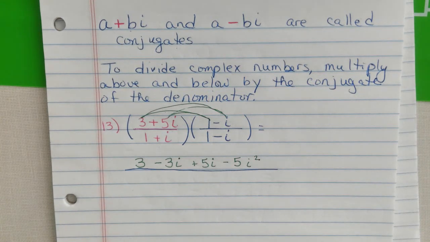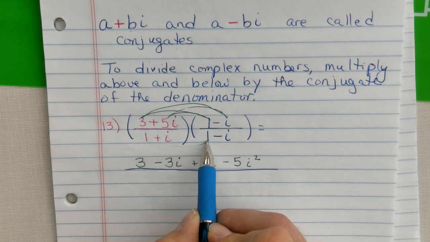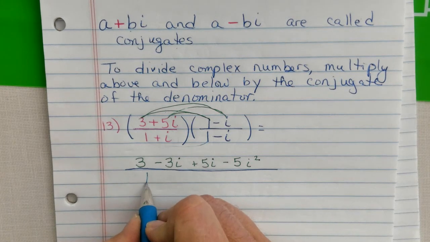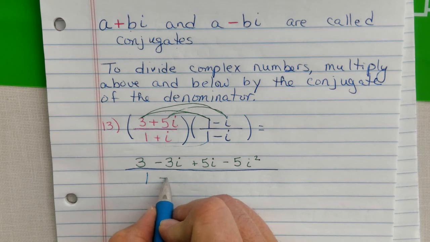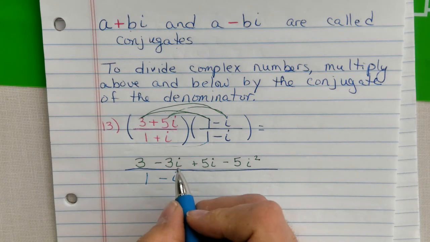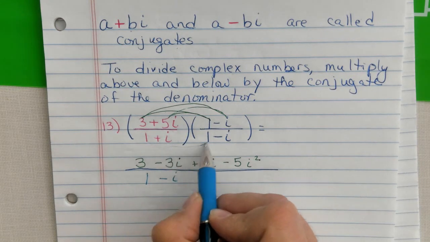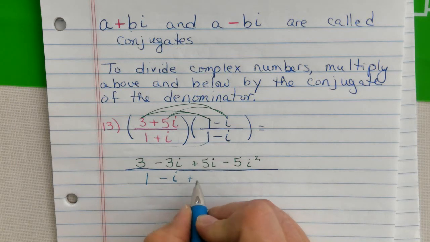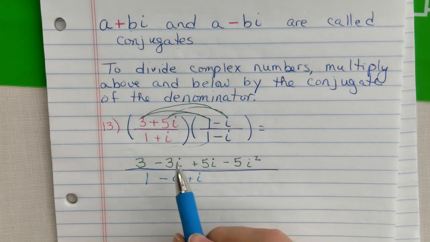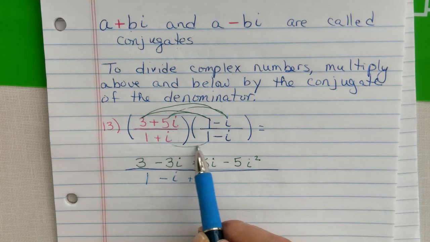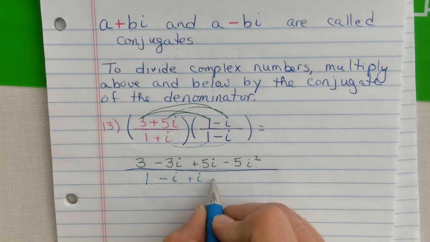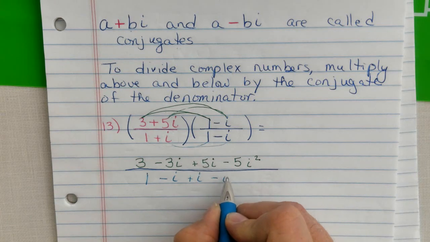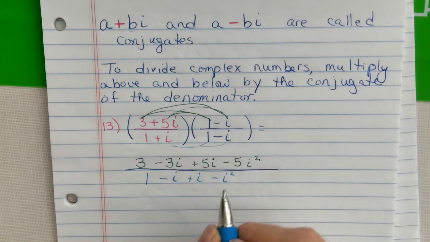So I FOILed the top. Now I'm going to go ahead and FOIL the bottom. We'd have a 1. Then a minus 1i, or just a minus i. And then a plus i. I've done first, outer, inner. I'm about to do the last. i times negative i. Would that be a negative i squared?